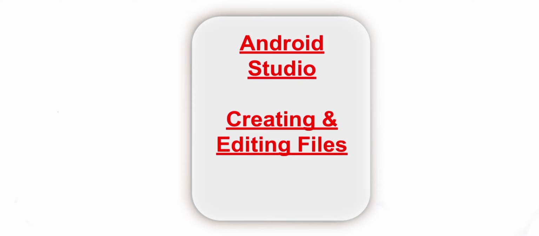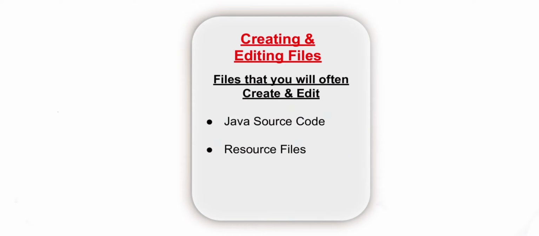Welcome to the next lesson in this module, where you'll learn how to edit the files within an Android project. Android Studio has two main sets of files that you will edit: Java source code files that contain the logic of your app, and resource files, such as the user interface layout files.